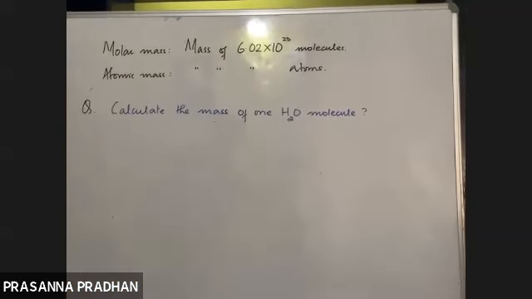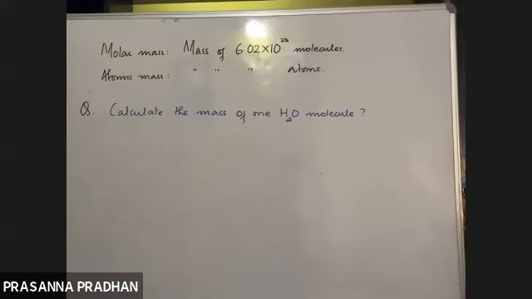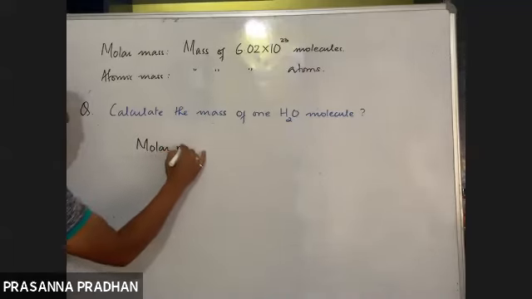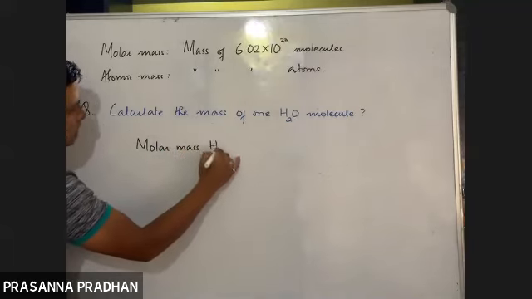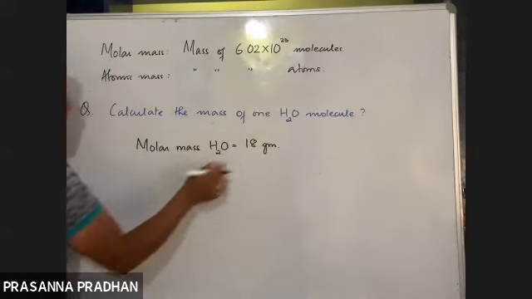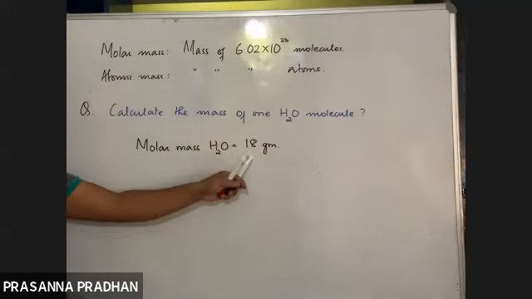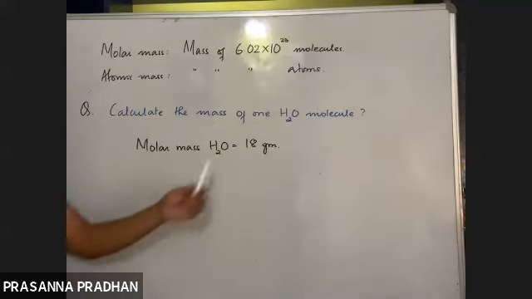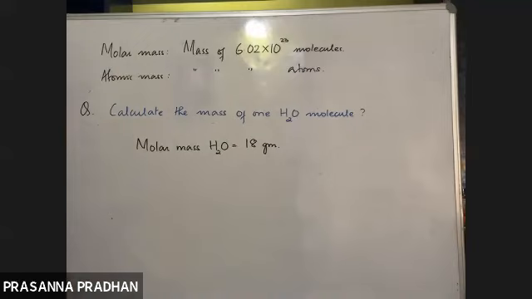Calculate the mass of one water molecule. Okay, so what is the concept we know? You are supposed to calculate the mass of one molecule, right? And we know, according to the concept of mole, the molar mass of water is equal to 18 gram. And 18 gram is the mass of how many water molecules then? Molar mass is the mass of Avogadro number of molecules. So that means 18 gram is the mass of Avogadro number of water molecules.